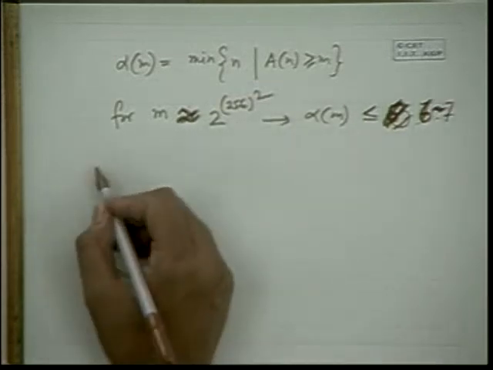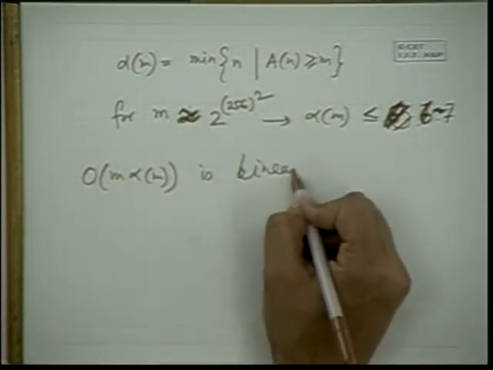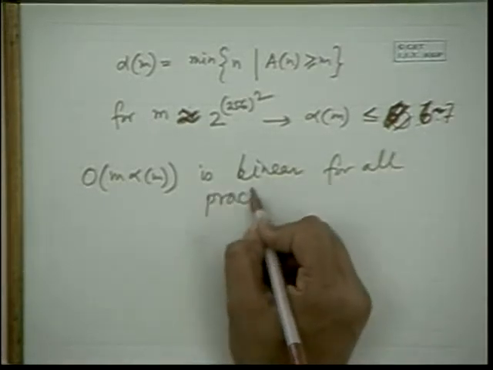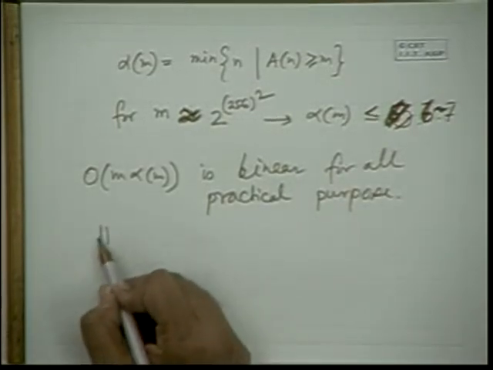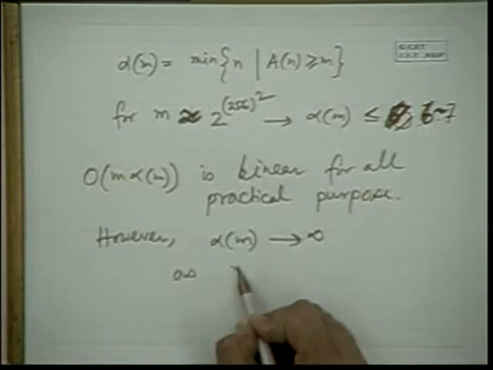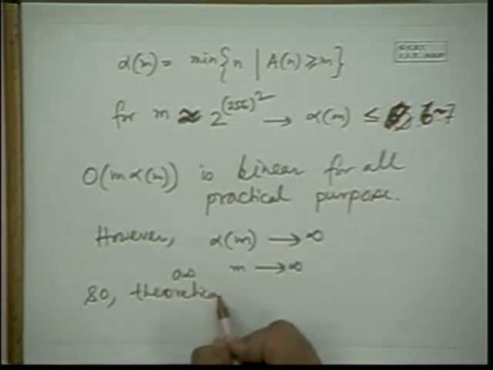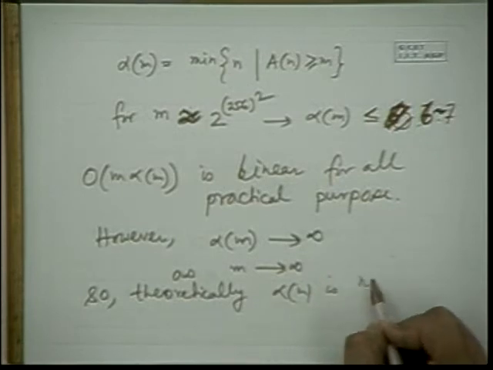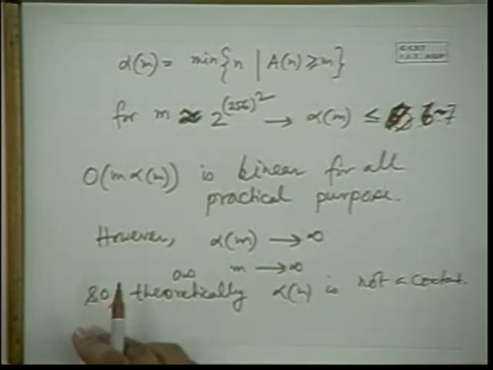So for all practical purposes, our order m alpha m is linear. But theoretically you cannot say. However, alpha m tends to infinity as m tends to infinity. So theoretically alpha m is not a constant. So you can show basically with a refined analysis that the height of the tree is almost constant.